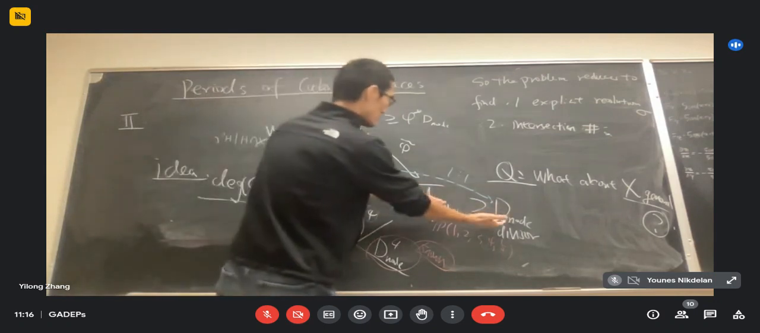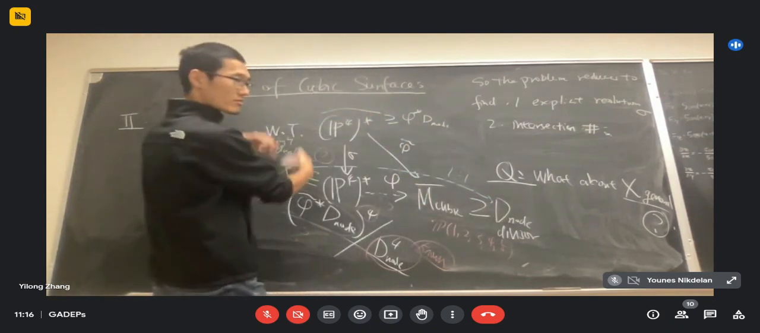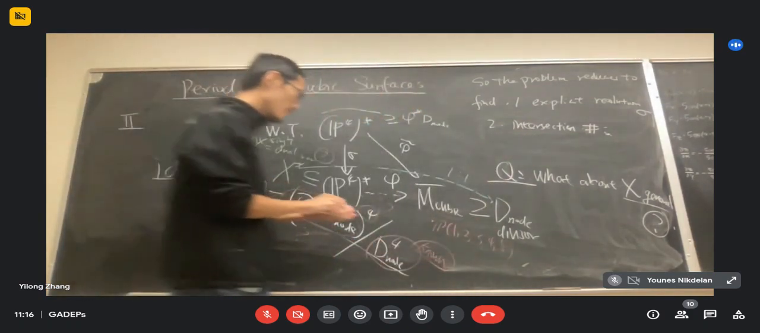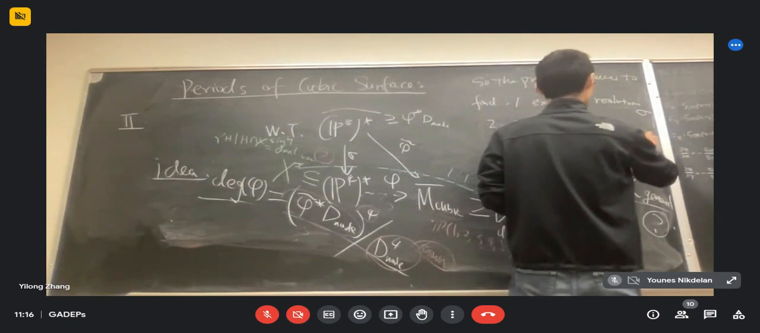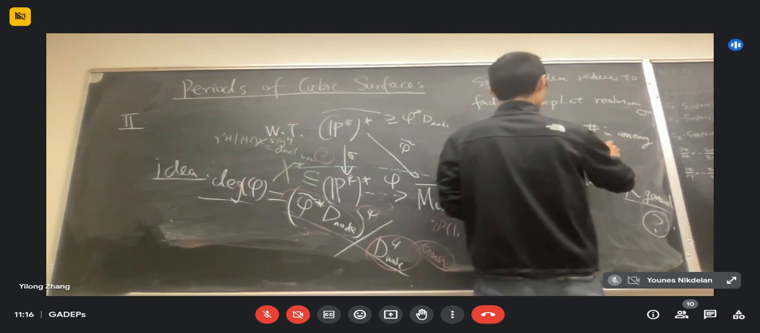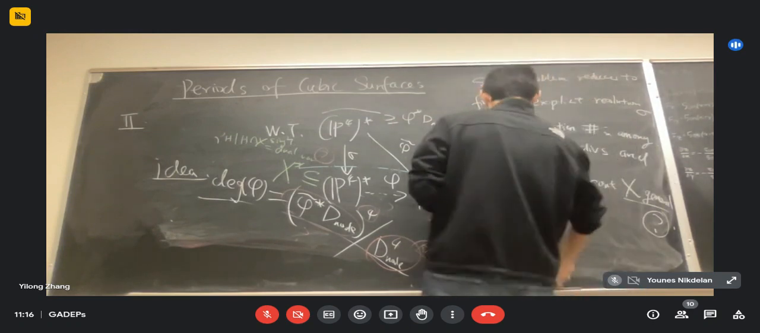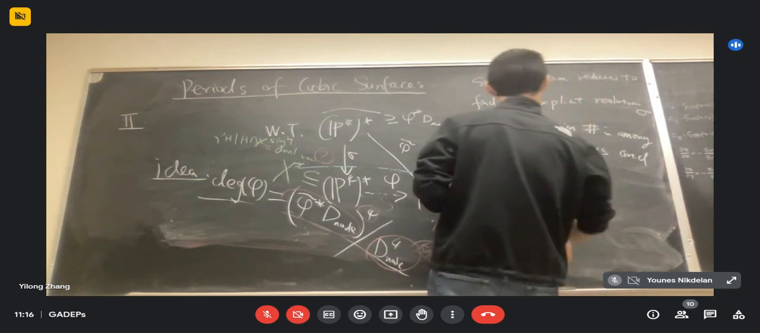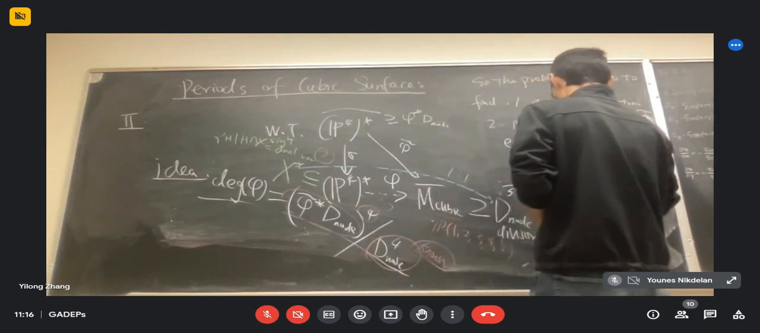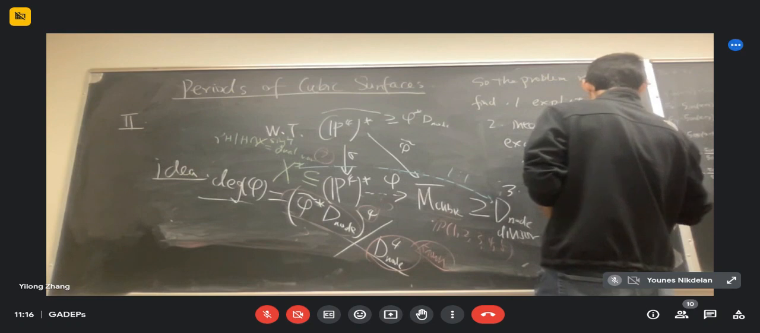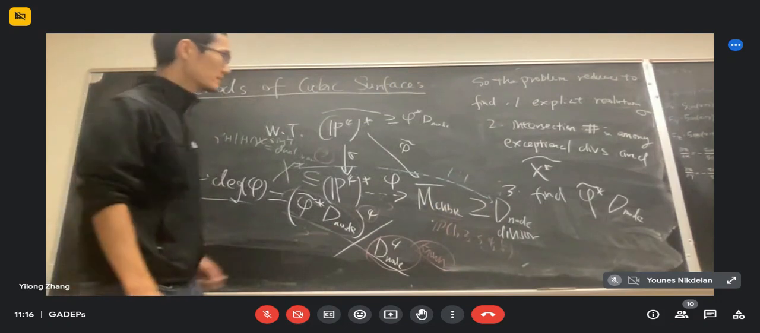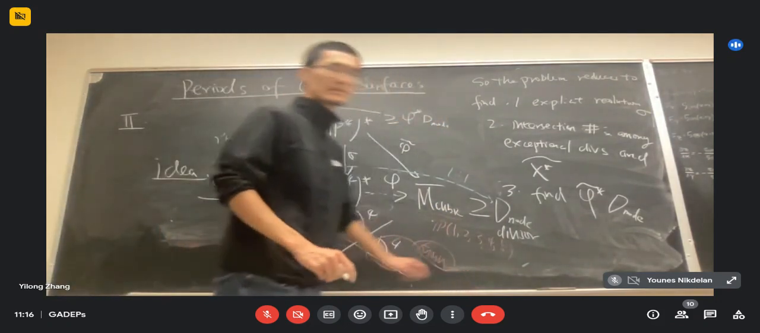So you basically expect that pulling back has some strict transform of this divisor. So your self-intersection is also among exceptional divisors and the strict transform of the dual variety. So the last one is to find the pullback.